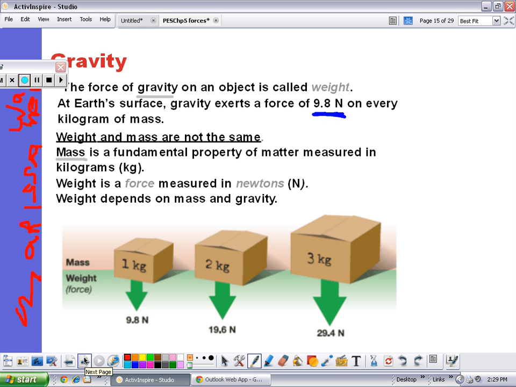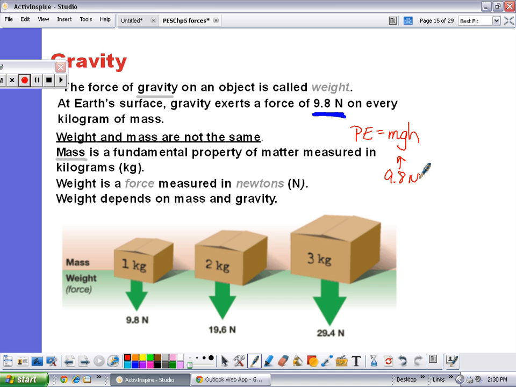Gravity. The force of gravity on an object is called weight, which we talked about. We talked about this too when we talked about potential and kinetic energy. Potential energy, remember, was mgh, and our gravity we always identified as 9.8 newtons. So that is what it is on Earth.